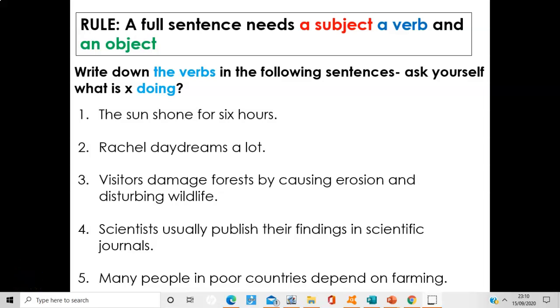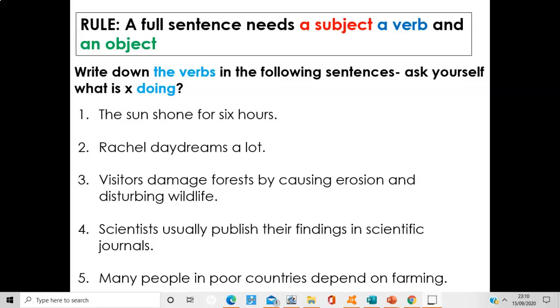Okay, so for this activity, we are going to be building on this idea that a full sentence needs a subject, verb and object by identifying the verbs in the following sentences. So guys, I want you to ask yourself for each sentence, what is the subject doing? In other words, what is X doing?